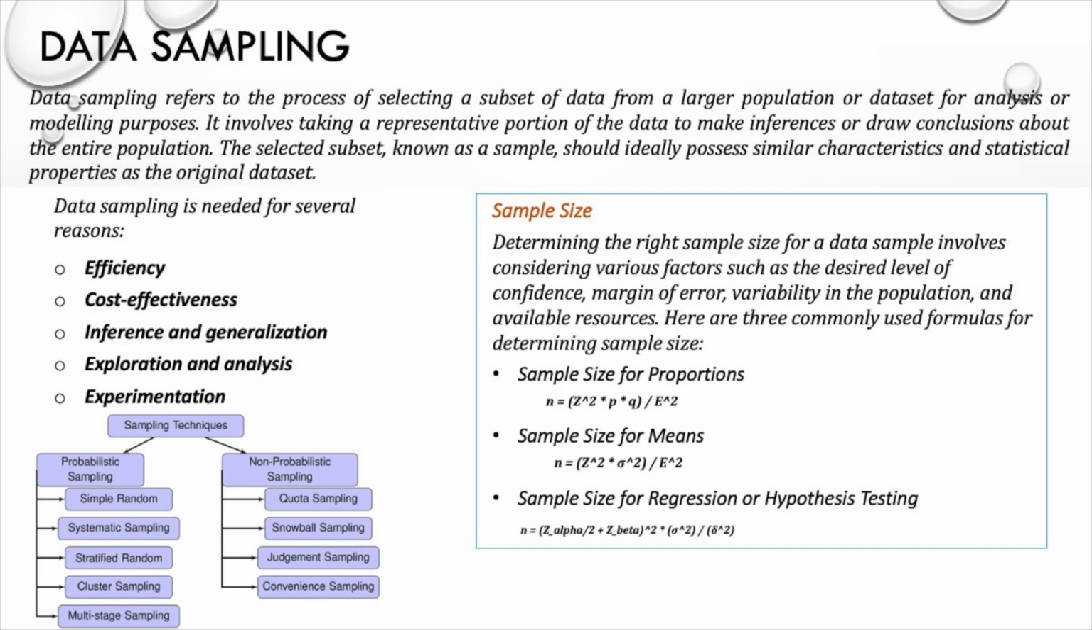Sampling. Data sampling refers to the process of selecting a subset of data from a larger population or dataset for analysis or modeling purposes. It involves taking a representative portion of the data to make inferences or draw conclusions about the entire population. The selected subset, known as a sample, should ideally possess similar characteristics and statistical properties as the original dataset. Data sampling is needed for several reasons.